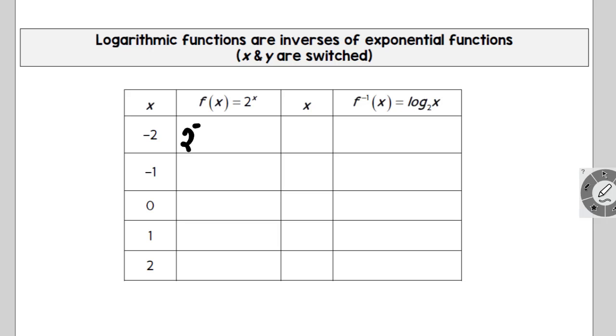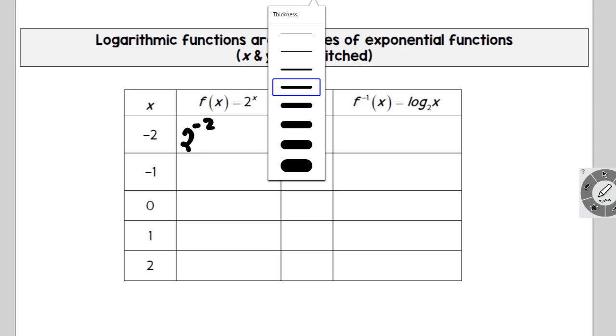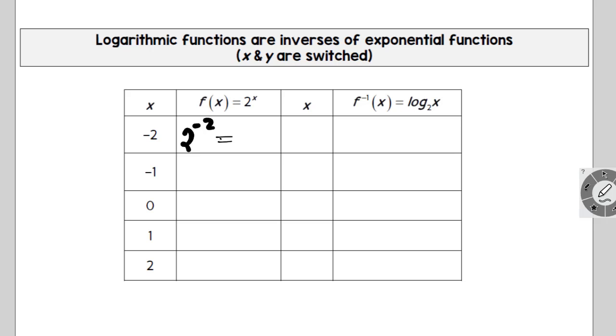2 to the -2. And 2 to the -2 is going to be what? 1/4, right? Okay, very good. It'd be 1 over 2 squared, or 1/4. All right, what happens if we look at then in this function 1/4? And we plug it in here.